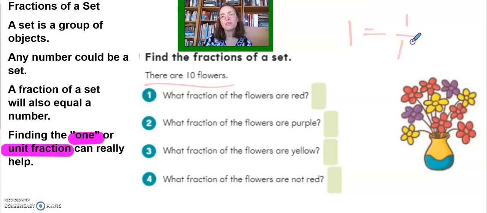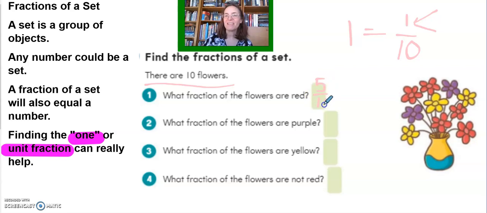And we call this a unit fraction because it has a 1 in the numerator, and we tend to use those unit fractions quite a bit. So 1 of the tenths will equal 1 flower here, and you see how the fraction is suddenly also represented as a whole number. So what fraction of these flowers are red? Well, 1, 2, 3, 4, 5. That means 5/10 are red, but is that its simplest form?